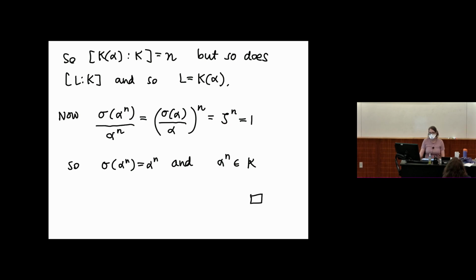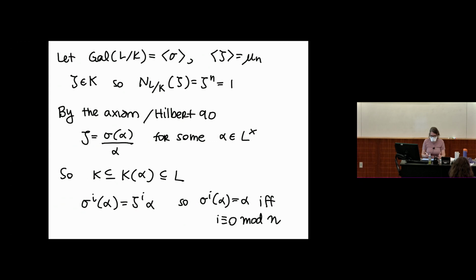I just thought it was a really neat application of this weird axiom: if you have norm 1, you're of a certain kind, like sigma of alpha over alpha, and then you just pop a root out, like this happens almost by magic.